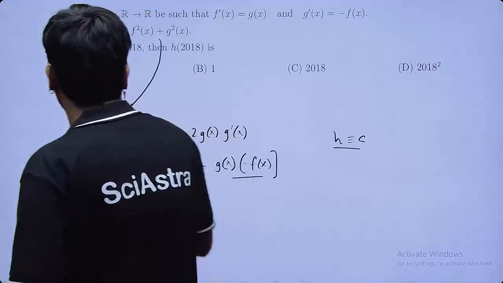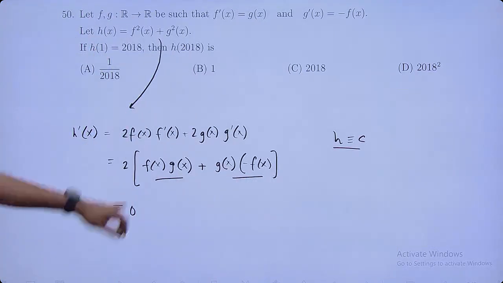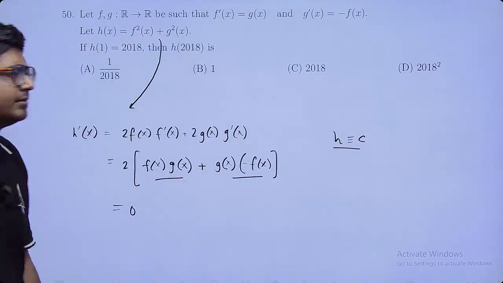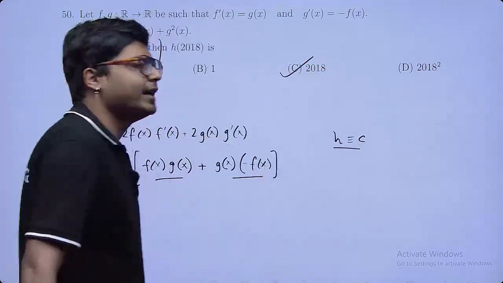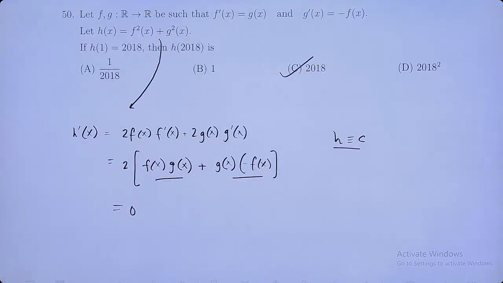Now if it's a constant, if at 1 it is equal to 2018, at 2018 also it's going to be 2018, right? So what is the answer? C. That's it. One liner, okay? Clear?